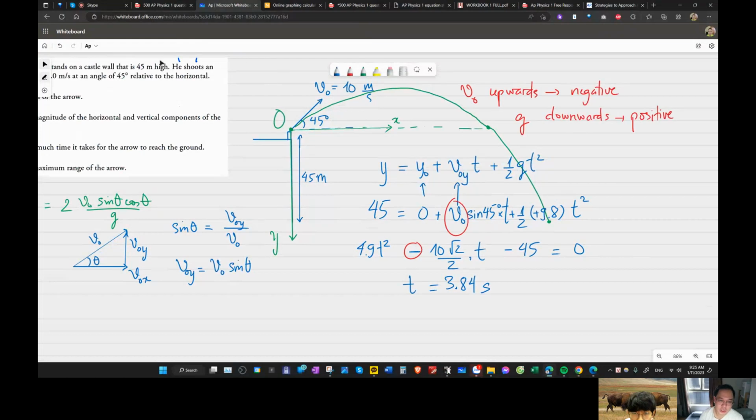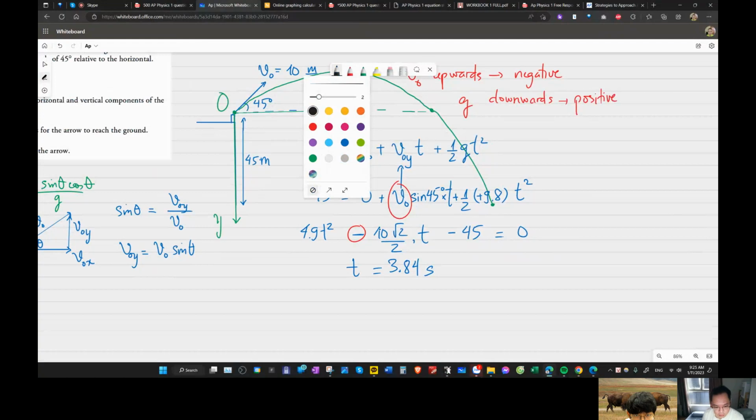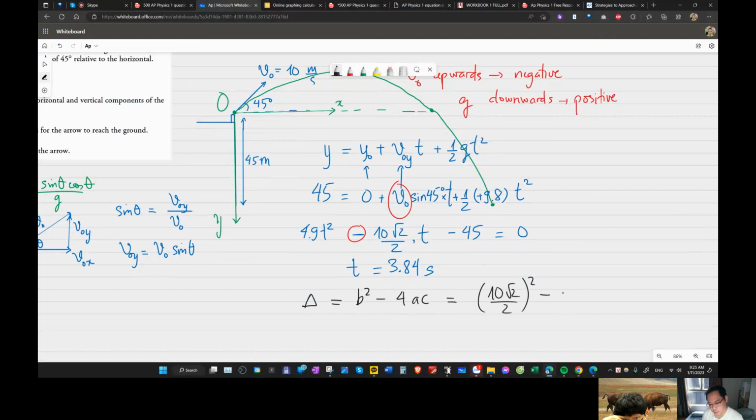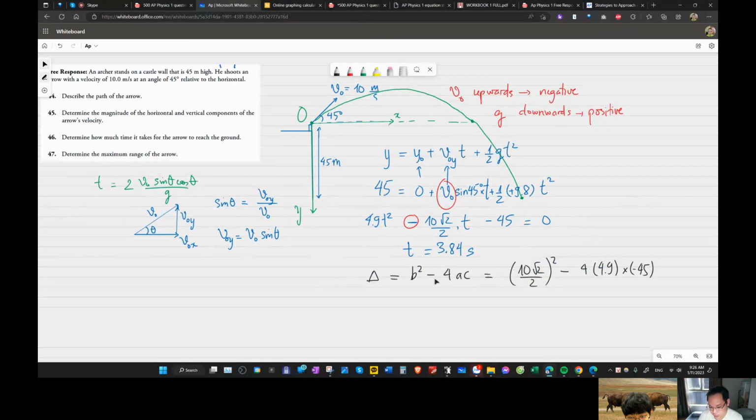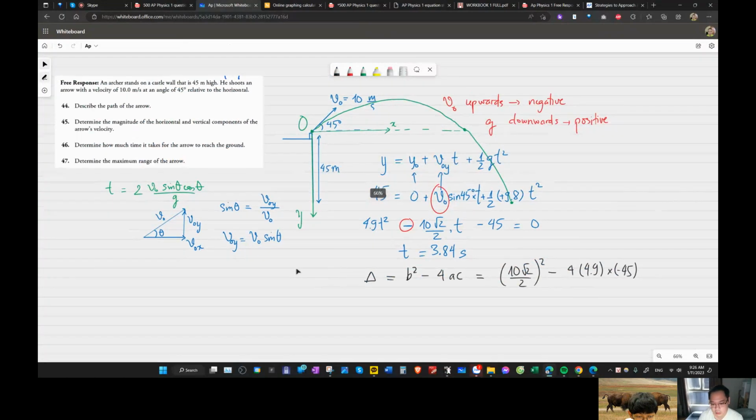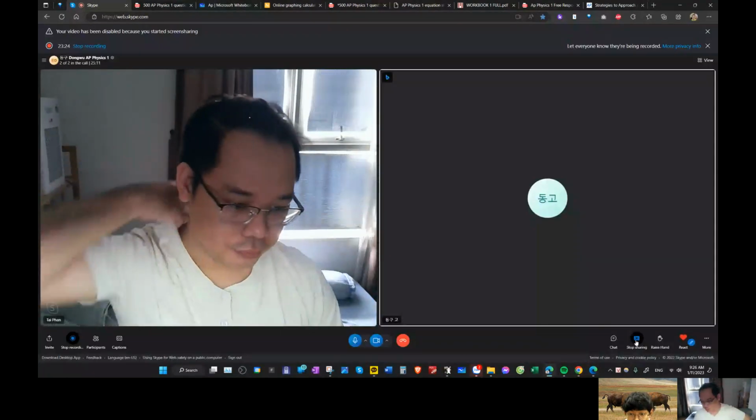Yes. There's another way, manually, that we can solve the equation using a thing called discriminant. You know that? Discriminant delta equals b squared minus 4 times ac. You know it? Yes. Okay. B is 10 square root 2 over 2, squared, minus 4 times 4.9 and minus 45. Do it manually and then take the square root of delta, and then the time is minus b, which is 10 square root 2 over 2, plus or minus, depending on that discriminant, huh? But you should practice using the calculator because it's faster. Later, you can look back at the video, huh? So that you can use the calculator to solve for t, the time. Yes. Okay. Close the window.